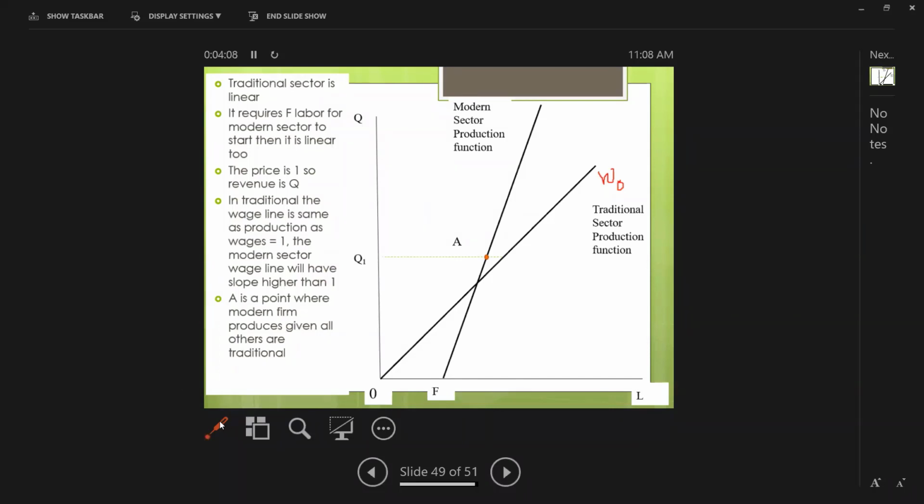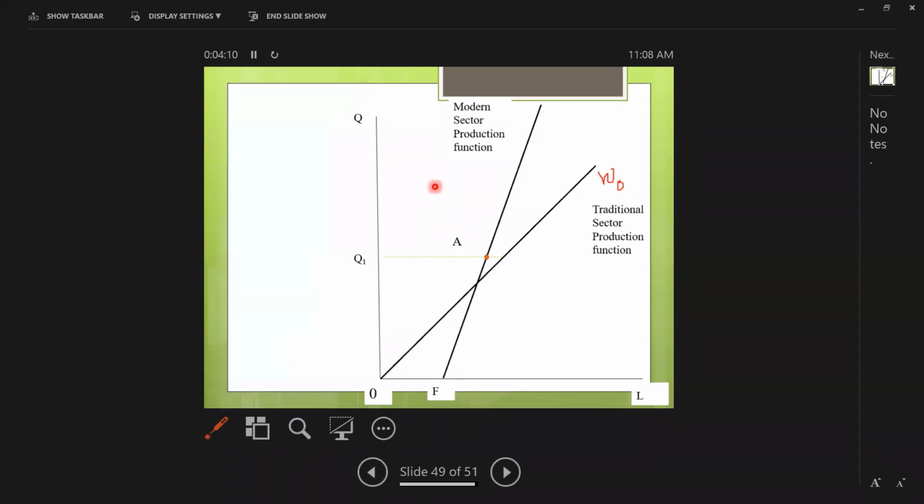So now next point is, since the labor in that modern sector would have higher wages, now we need to look at the W1 line. What will be the W1 line? That will be the higher wages of the modern workers.